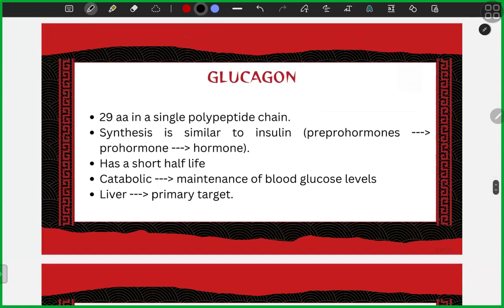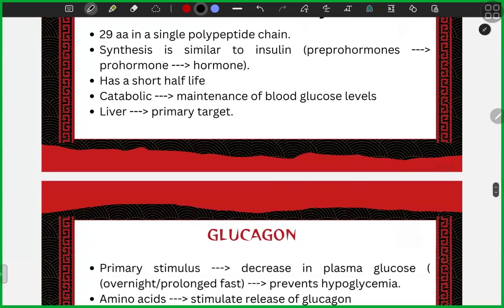Again, you have the structure, and I don't think it's that important in MOL; I think she has better things to ask about. It's a 29 amino acid chain, comparatively shorter than insulin, which had 51 amino acids. The synthesis is similar to insulin, though. You have pre-pro hormones, like pre-pro insulin, then the pro hormone, then the main hormone, which is glucagon. Again, it has a shorter half-life, just like insulin did.